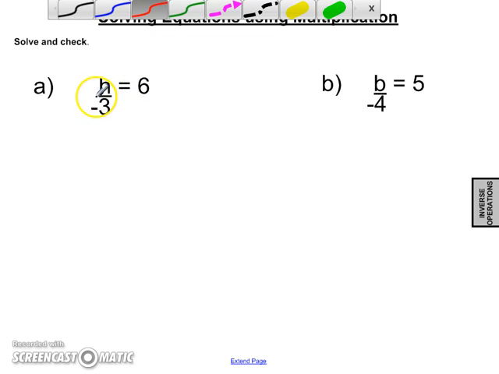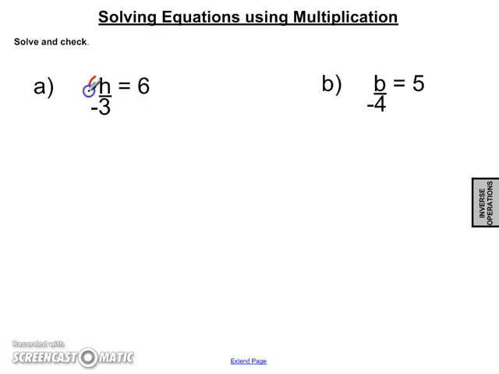Now here's what I'm going to do. One of the things I want you to get used to doing: this is a fraction, so I'm going to multiply this fraction by another fraction. Well, what is the fraction version of -3? Well, it's -3 over 1. Any whole number or integer can be made into a fraction by placing it over 1.